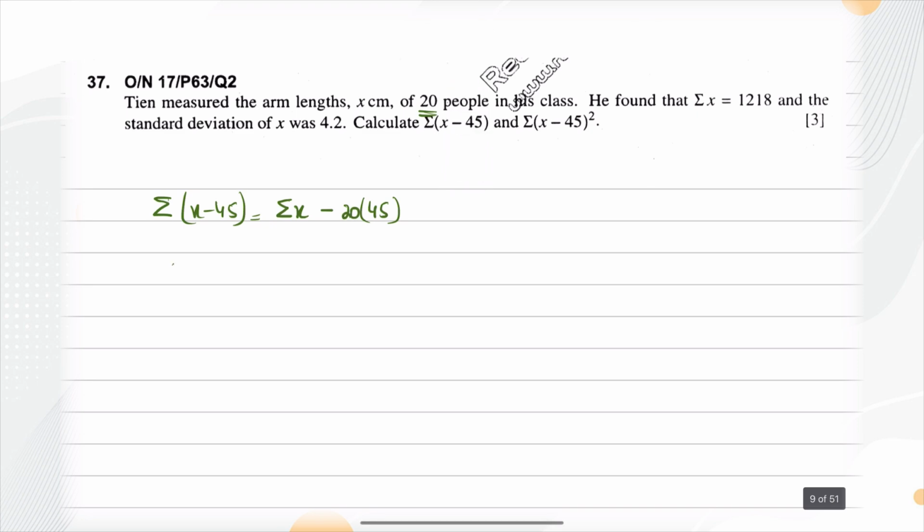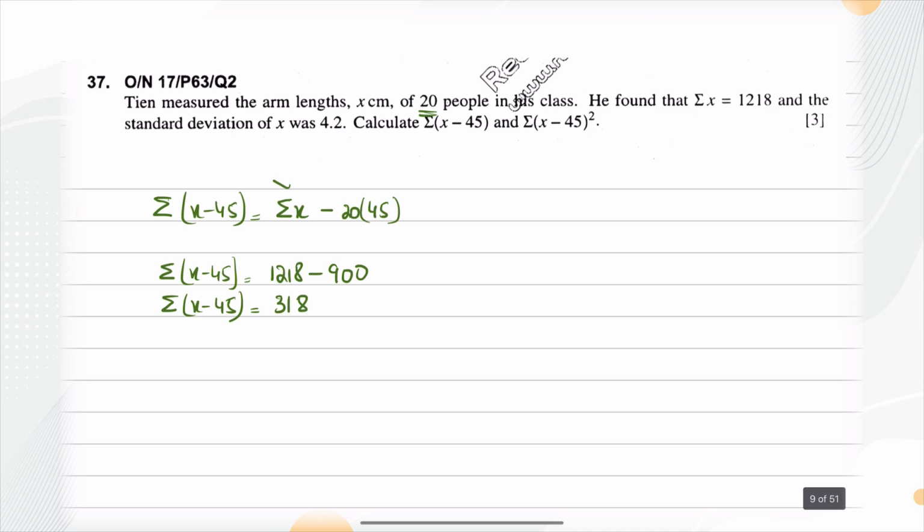So summation x minus 45 is equal to, thankfully we have summation x, which is 1218, and 20 times 45 will just give you 900. Now, if you subtract this, you get 318. And that is your final answer. So summation x minus 45 equals 318.